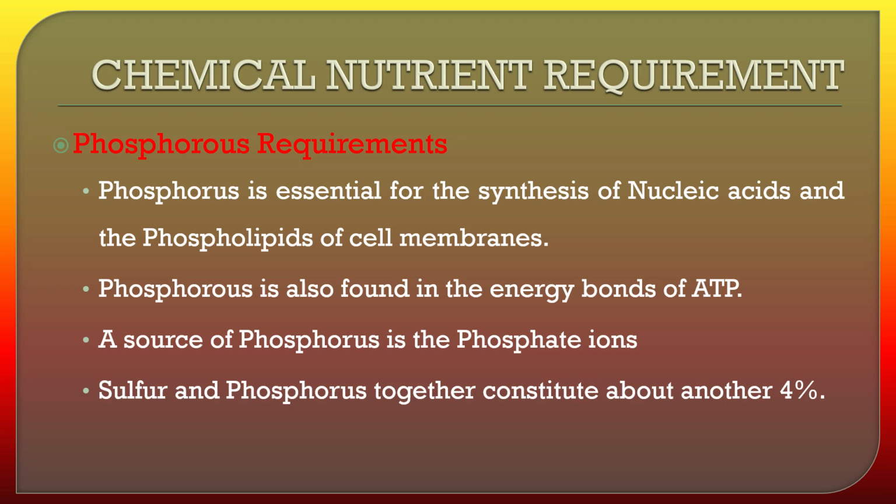Phosphorus requirement of microorganisms. Phosphorus is essential for the synthesis of nucleic acids like DNA and RNA and the phospholipids of the cell membrane. Phosphorus is also found in the energy bond of ATP. A source of phosphorus is the phosphate ion, and sulfur and phosphorus together constitute about 4%.